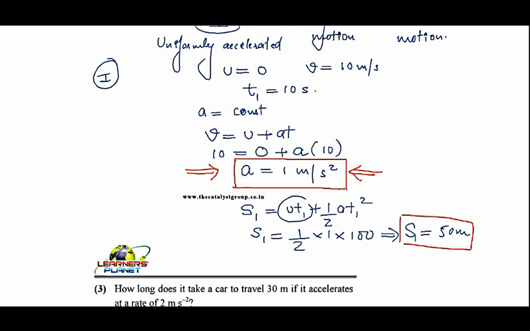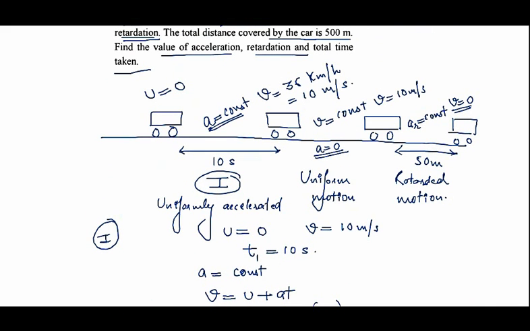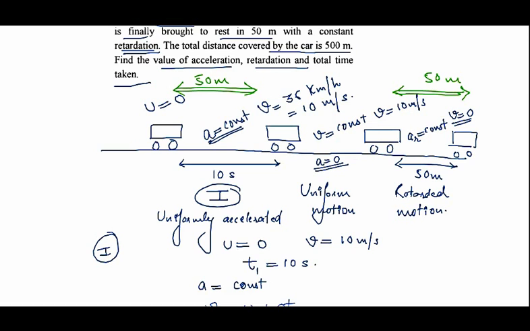Is it fine friends? Okay, so the distance traveled by it in this particular case, let me write down over here, this distance is equal to 50 meters, while this distance is also given to you, which is 50 meters. Is it clear? So we can simply say as the total distance is provided to you, which is 500 meters, this particular distance when it travels at constant velocity will surely be 400 meters. Is it fine?